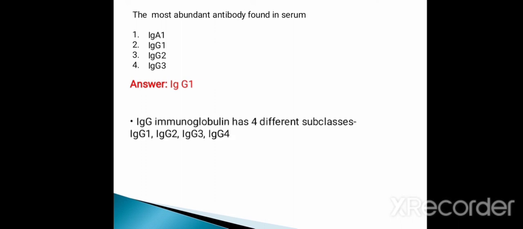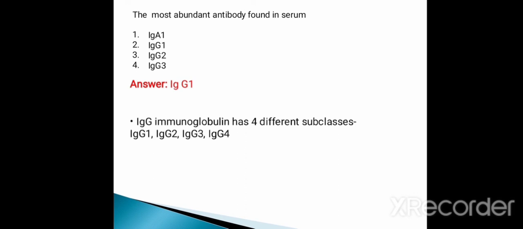Among the 5 different classes or isotypes of immunoglobulin, that is immunoglobulin G, immunoglobulin A, immunoglobulin E, immunoglobulin D, and immunoglobulin M, immunoglobulin G is the major, most abundant antibody found in the serum. Immunoglobulin G also is divided into 4 different subclasses: IgG1, IgG2, IgG3, and IgG4. Among these, immunoglobulin G1 is the most abundant antibody found in the serum.